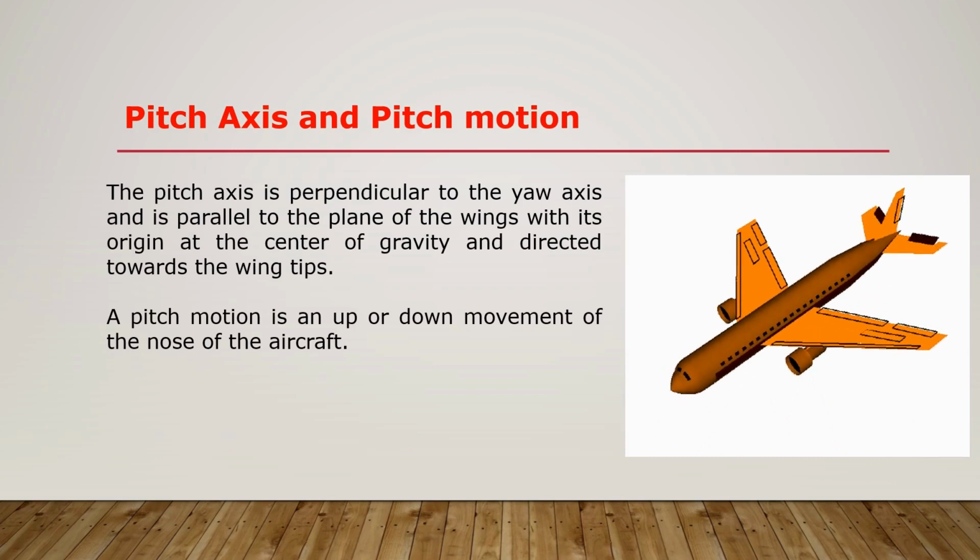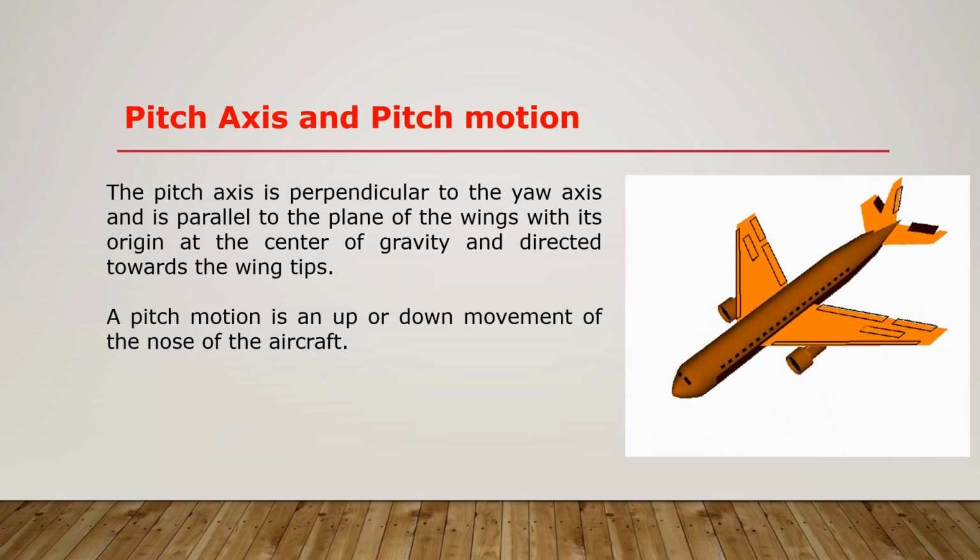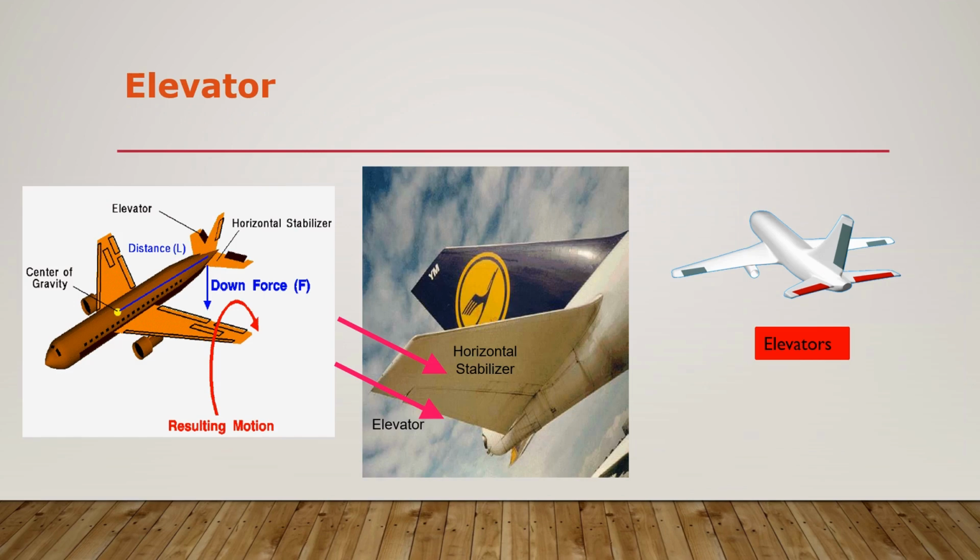You can see here on the tail side, we call it the elevator. This elevator helps move the aircraft up and down.